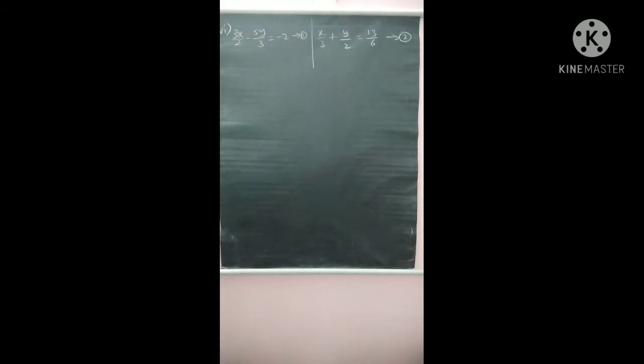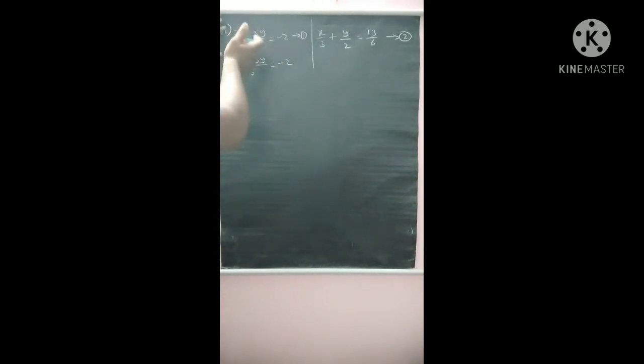Students, next the sixth question. They gave 3x by 2 minus 5y by 3 equals to minus 2. Another equation: x by 3 plus y by 2 equals to 13 by 6. So now here if we take LCM, this will become 9x minus 10y by 6 equals to minus 2. Cross multiplication or LCM, because LCM of 2 and 3 is 6.